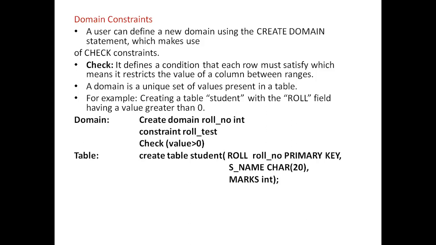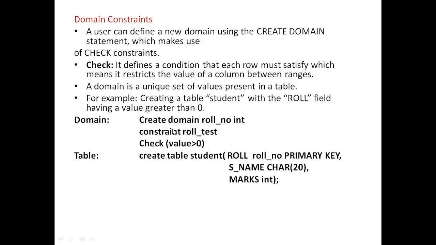Okay, till now, let's see what a domain constraint is, and see the syntax and examples here. First, how to create a domain. If I have a table of students with some attributes like roll number, name, and mark, my roll number should not be zero, right? So for that, I need to define some constraints.